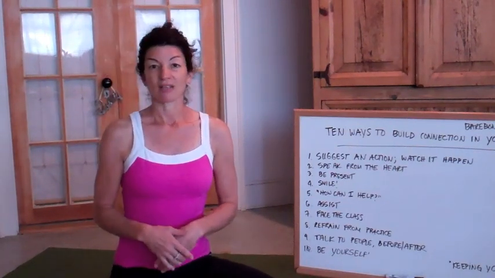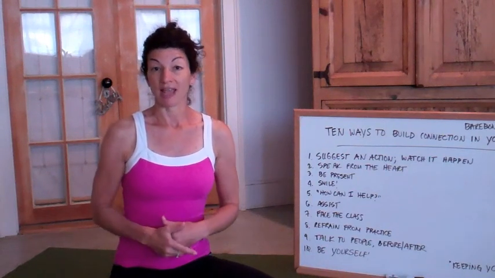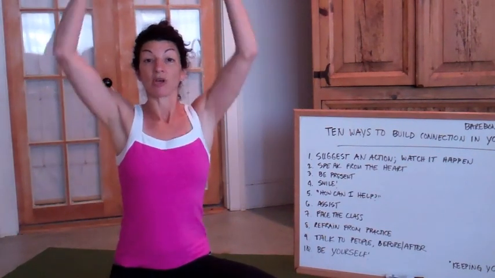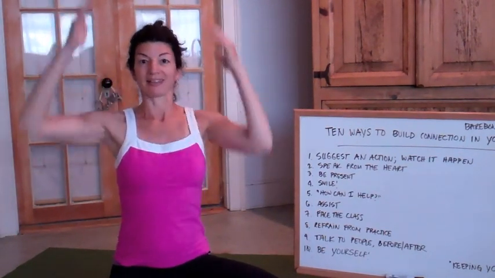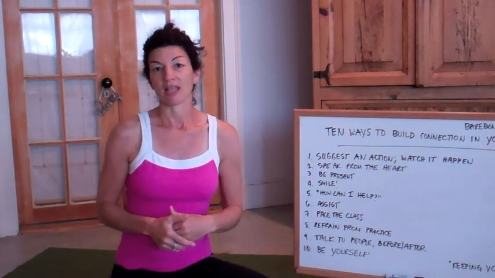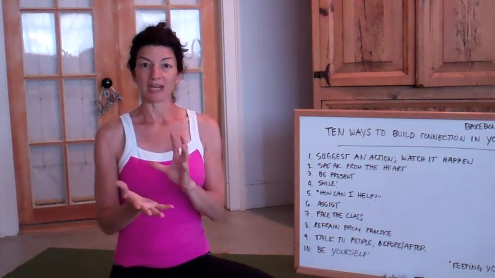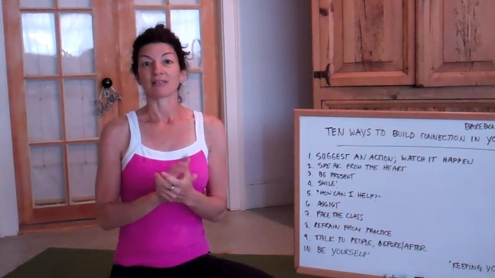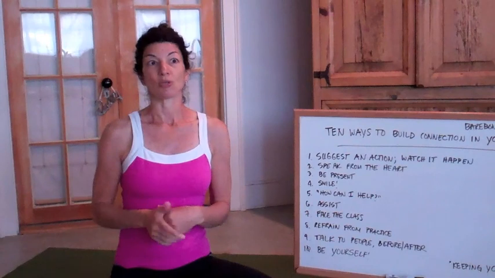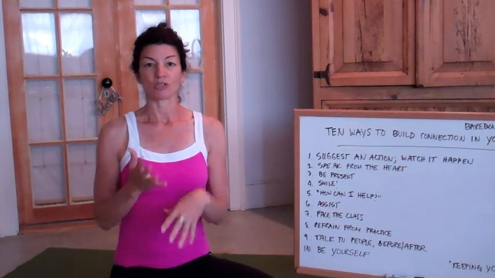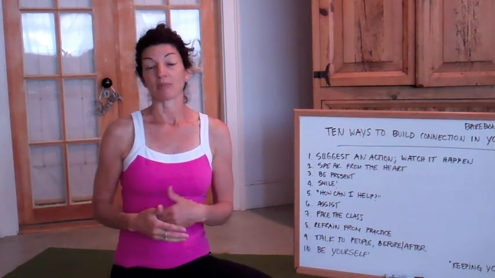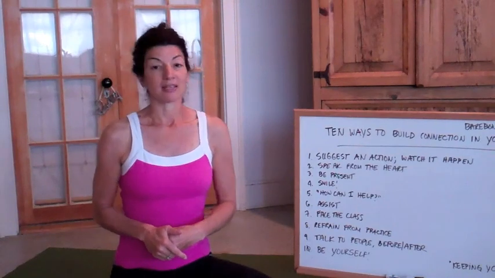The first thing is suggest an action and watch for it to happen. When you're teaching and asking people to do something like lift your arms above your head, reach up high, look and see if that's what's happening. If it's not, there's something missing there connection-wise. And your challenge as a teacher is to change what you're saying and see if maybe through a different expression of the action you can see it happen. And when you as a teacher and student can join in that way, suggesting an action and seeing it happen, that's connection there.